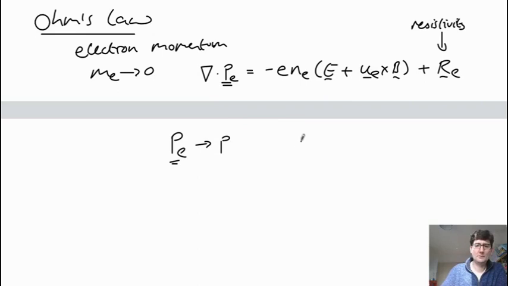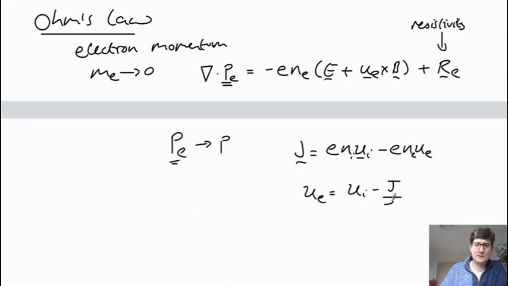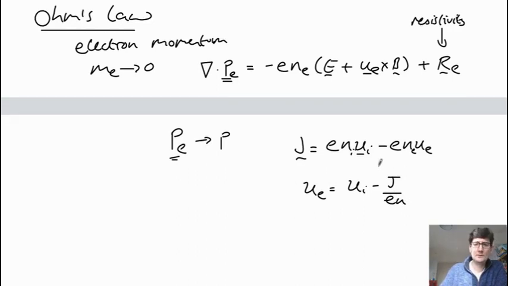Because J is just the sum of all the charges times their velocity, we have that this is e n u_i minus e n u_e. These are n_e and n_i. And so we just rearrange this and write that u_e is just u_i minus J over e n, because we assume that n_i is equal to n_e from quasi-neutrality.